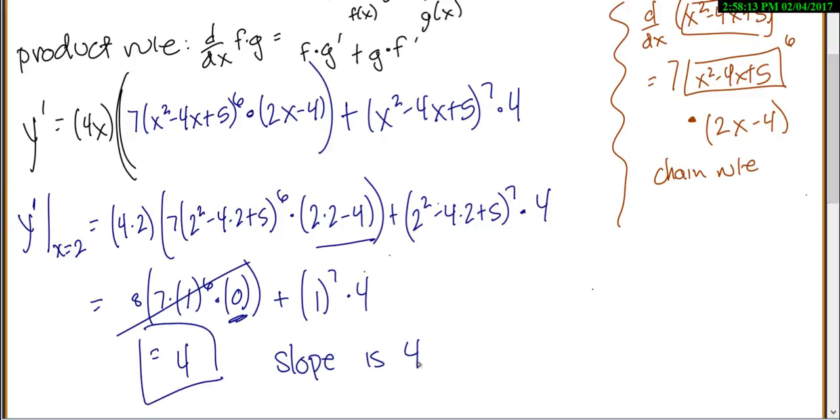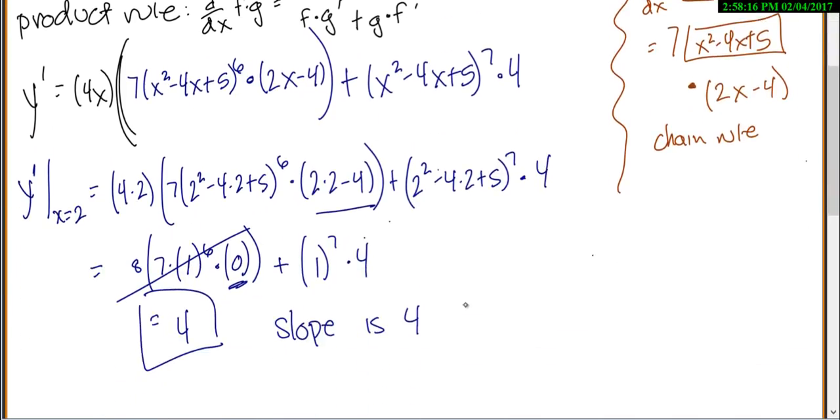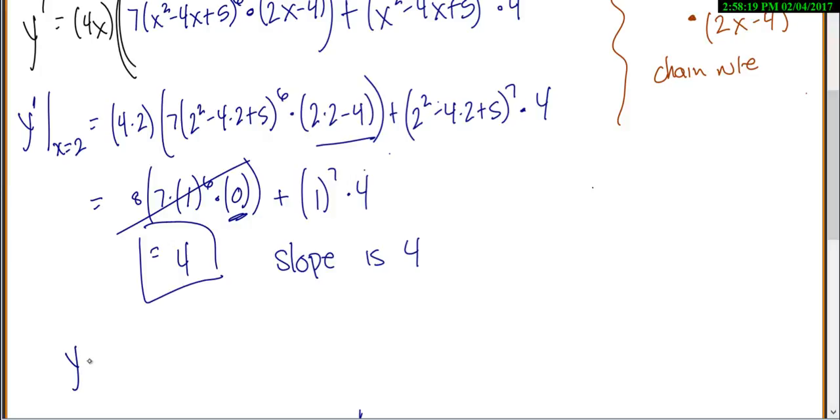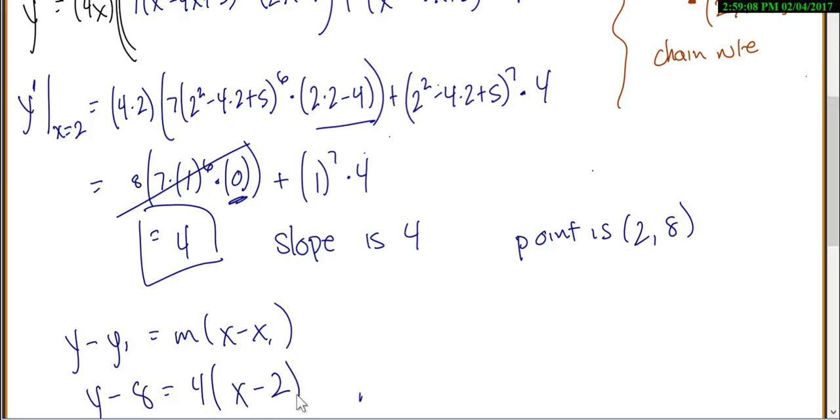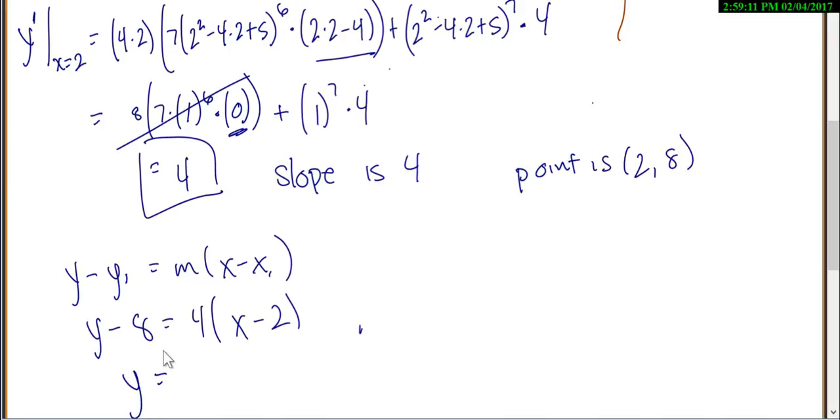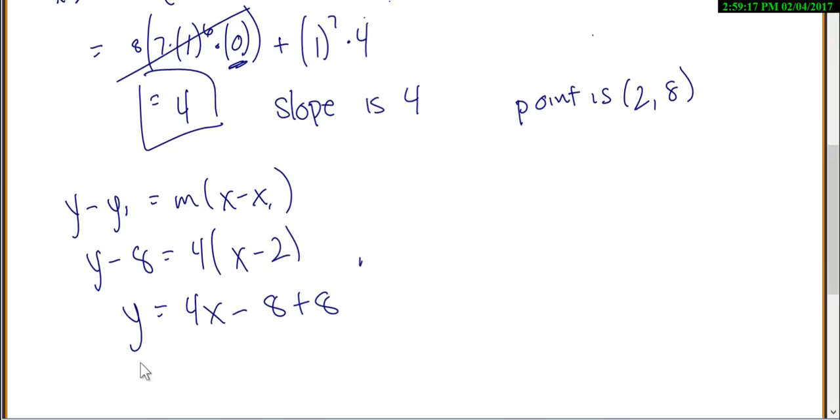Now they said to find the entire line, so find the equation of the tangent line. The equation of a line is y minus y1 equals m times (x minus x1). Our slope is 4 and our point is (2, 8). So we have y minus 8 equals 4 times (x minus 2). Let's move the 8 over, so we have 4x minus 8 plus 8. Those 8's cancel, and y equals 4x, and that's the equation of your tangent line.